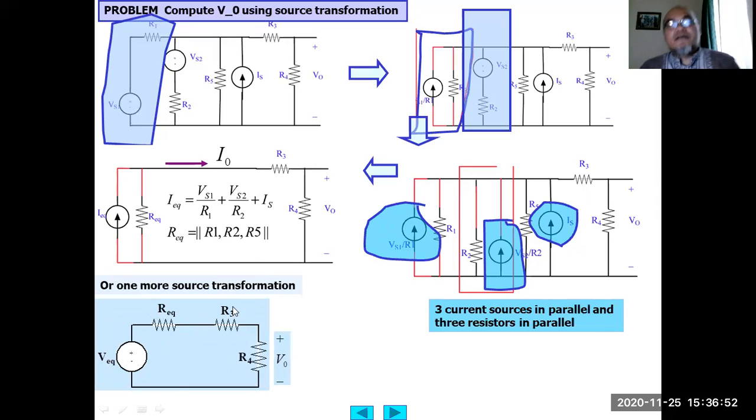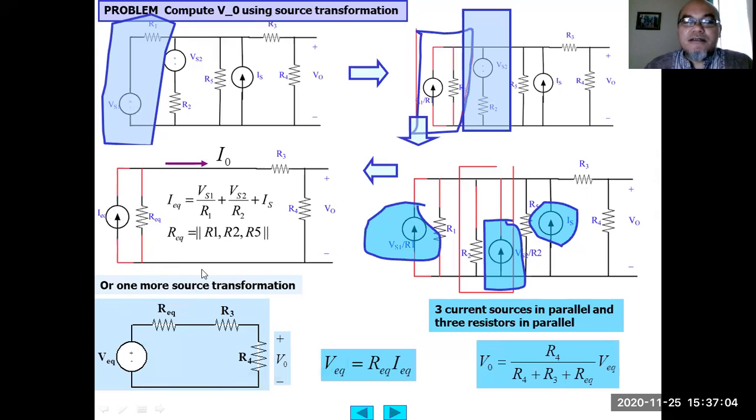We can, for example, transform again. We choose another source transformation. So from here, we replace with an equivalent voltage source in series with this equivalent resistor. Yeah, then the equivalent voltage source value equals this I, the value of this equivalent current source, multiplied by the equivalent resistor. Yeah, while the equivalent resistor in series with this voltage source is still the same.